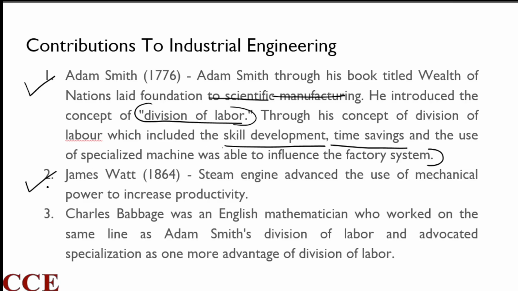Next, we all know James Watt in 1764. He devised the steam engine and the advanced use of mechanical power to increase productivity. So he revolutionized the production system. Next was Charles Babbage. He was an English mathematician. He worked on the same line as Adam Smith, division of labor, and advocated specialization as one more advantage of division of labor.